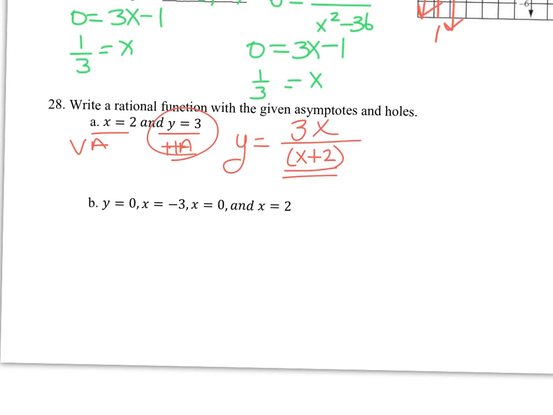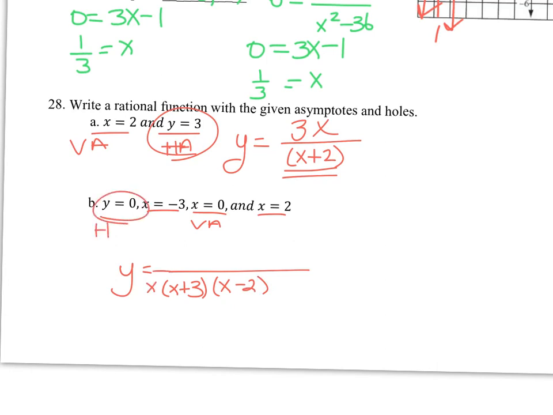If I look at the next one, x, x, x, those are all vertical, which means those are all my denominators. So x plus 3, x minus 2, and x in the front. Since my horizontal asymptote is 0, that means it's bottom heavy. If I were to distribute that, I'd have a degree of 3, which means my numerator needs to be anything less than 3, which is x squared. You could have put a coefficient in front of that, you could have done a whole bunch of different things, but that's the way that I did it.